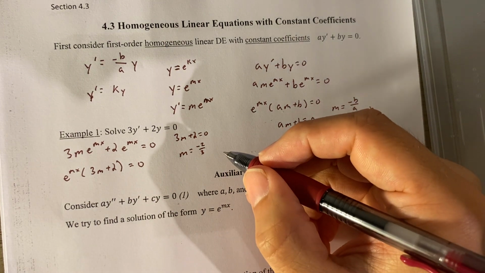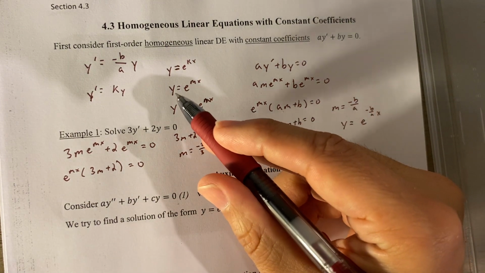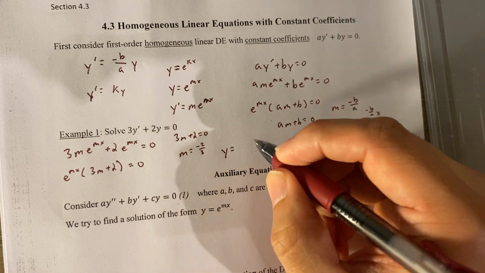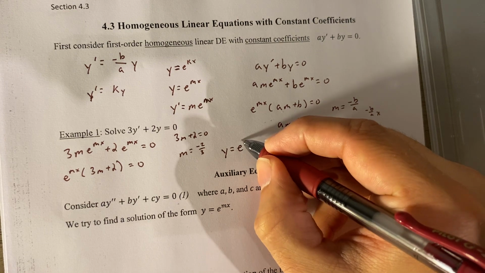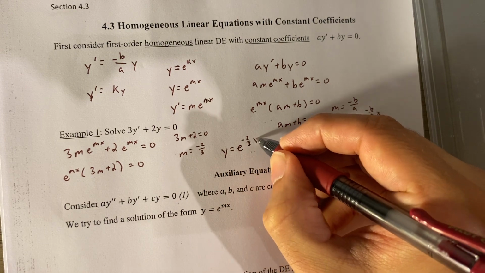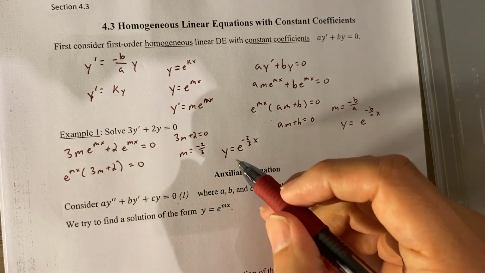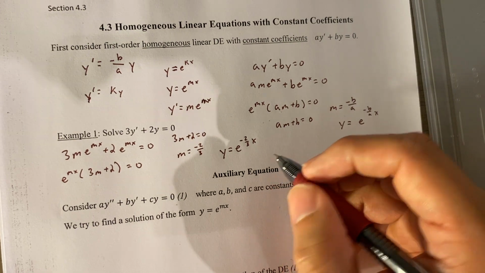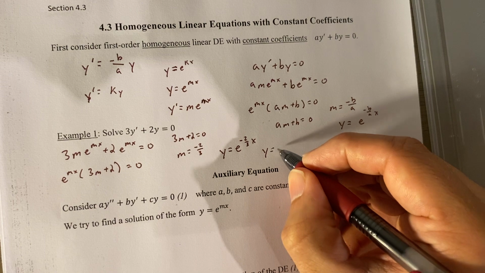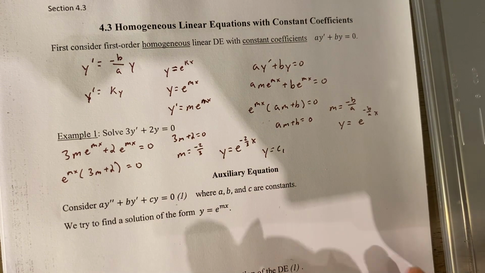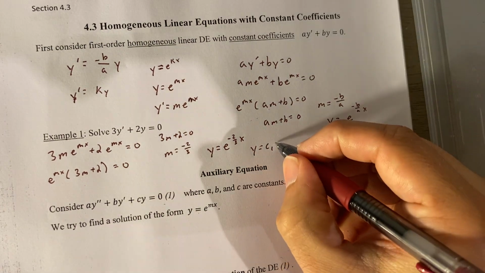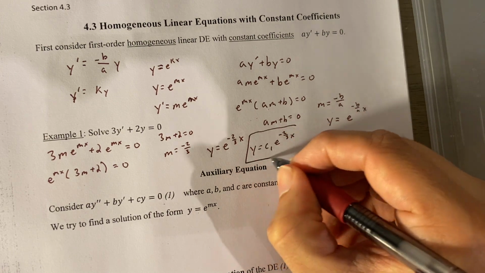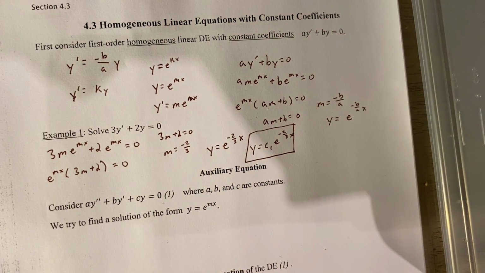So then my solution is just going to be y equals e to the mx. So y equals e to the negative 2/3 x. And there's my solution. And my general solution would be y equals c sub 1 times e to the negative 2/3 x. So there's the general solution.